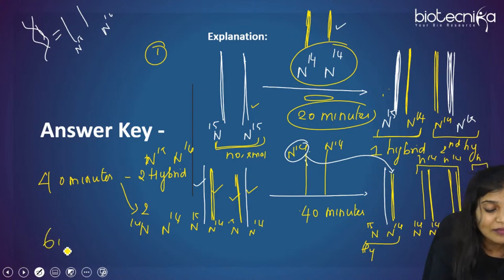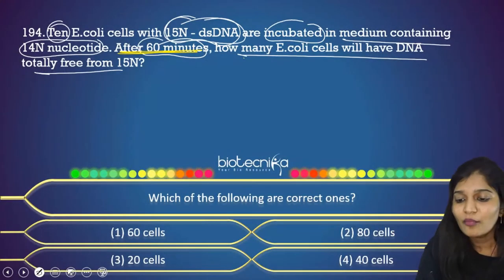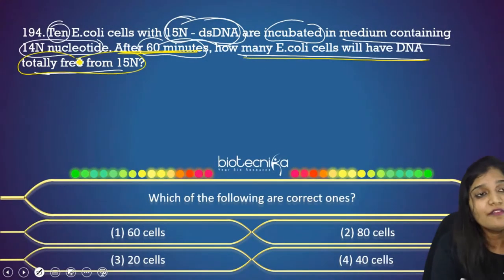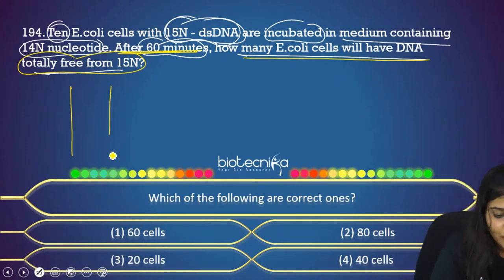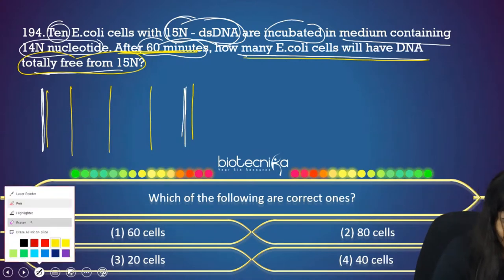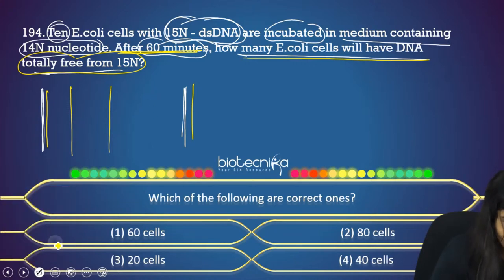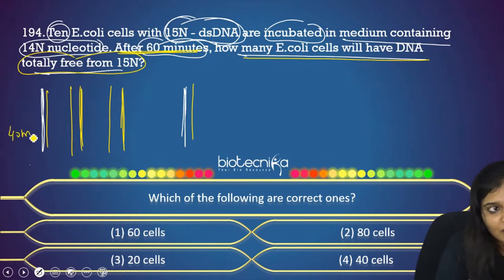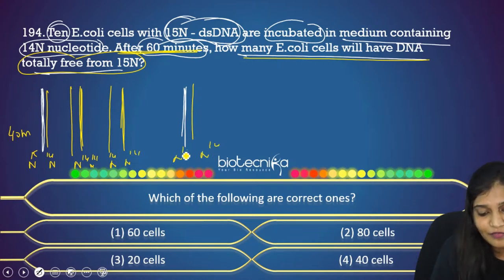The question is 60 minutes, what is the chance? See the question, how many E. coli cells will have DNA totally free from 15N. So let's write it 1, 2, 3 and 4. Let me write like this. So the first one is going to have like this. The last one is going to have like this. So the rest of the things is going to remain the same. Let me just erase this one. So it is the last situation we have seen. This is after 40 minutes. So this is N15, N14. All are N14, N14. N14, N14, this is N14 and this is N15.